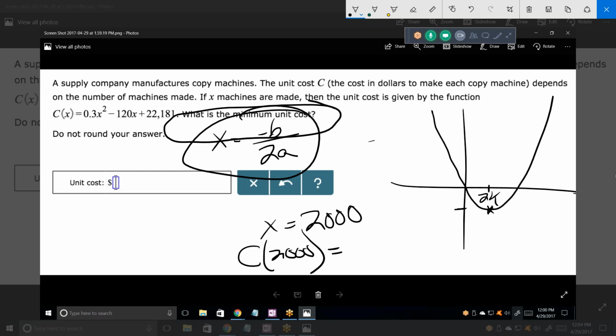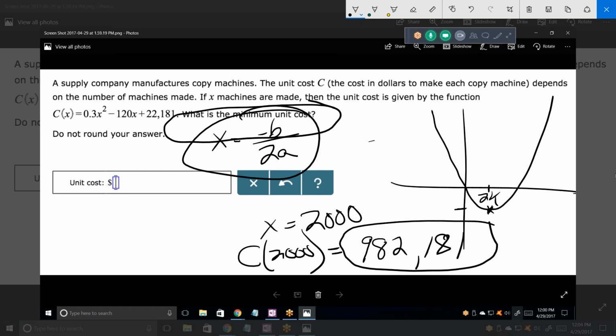So I got 982,181. Nice round number, no decimals. No decimals. That's the minimum unit cost? Yeah. Something doesn't sound right.